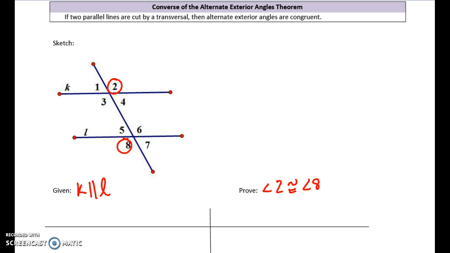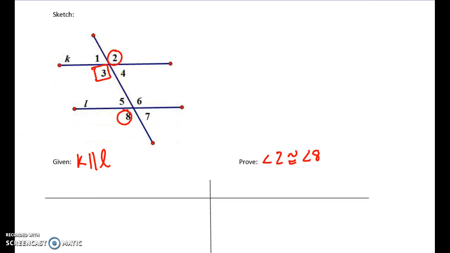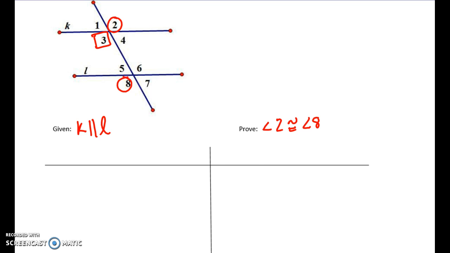Now we need to choose a helper angle to help us get through this proof. Remember, we want it to be corresponding with one of our angles and have a nice, easy, either linear pair or vertical angle relationship with the other one. I'm going to choose angle 3, because it corresponds with angle 8 and it's vertical to angle 2. I will say I think angle 6 would have also been a good choice in this case, but I'm going to use 3. All right, let's now fill in the beginning of our table.